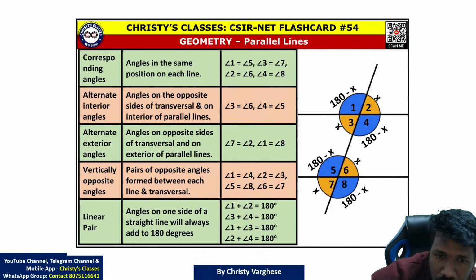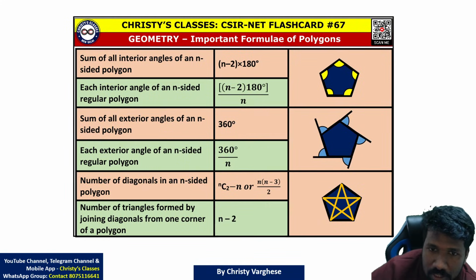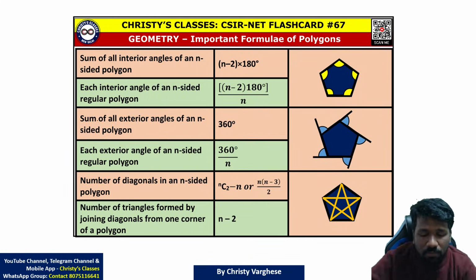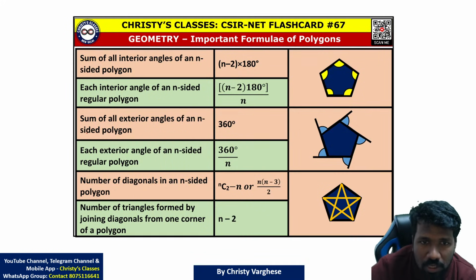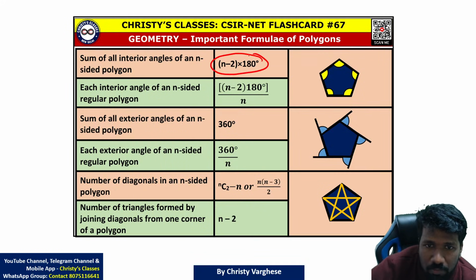So most important things in geometry we will discuss here. Polygon is a very important area of geometry. Sum of interior angles of a polygon, this is a very important concept: (n minus 2) into 180 degrees. For example, pentagon है तो 5 minus 2 into 180, which will be 3 into 180, 540 degrees होगा pentagon का sum of interior angles. That means all these 5 angles added.